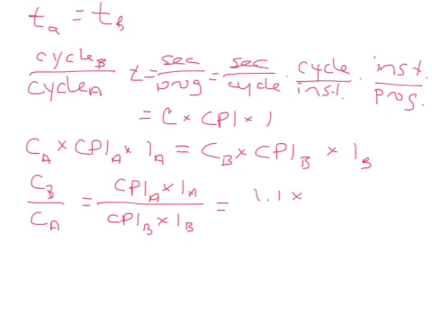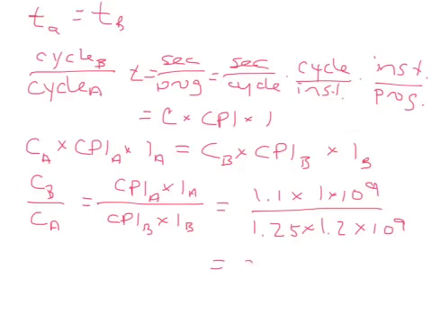1.1 times 1 times 10 to the 9th divided by 1.25 times 1.2 times 10 to the 9th. That is 0.73. So actually cycle B is faster.